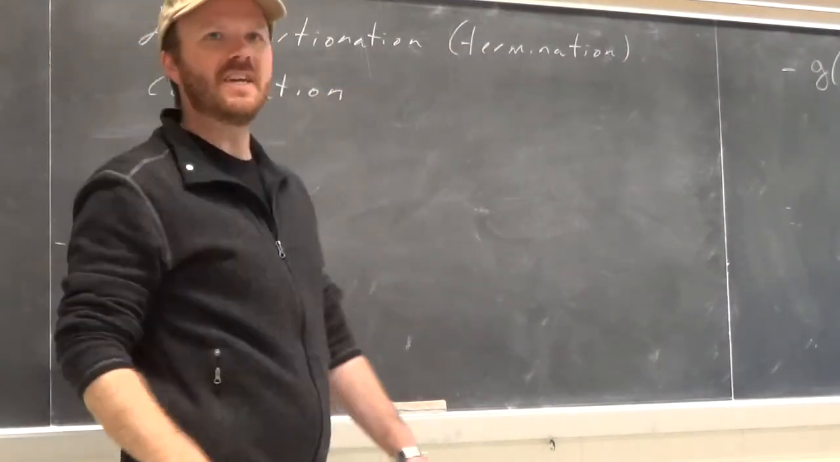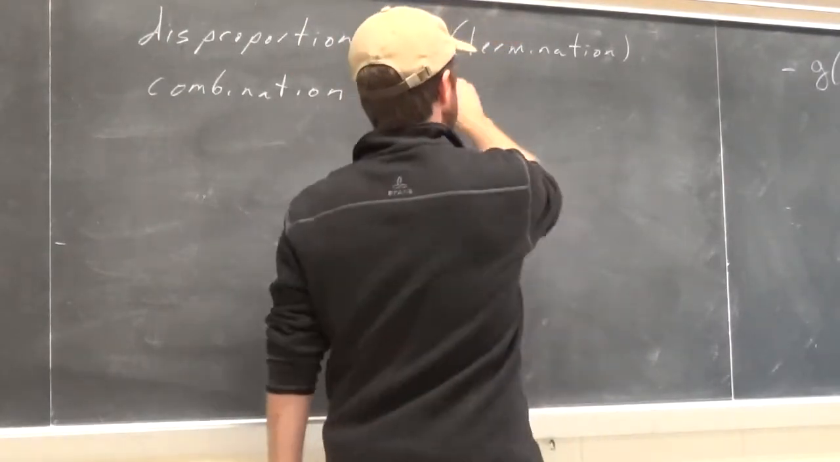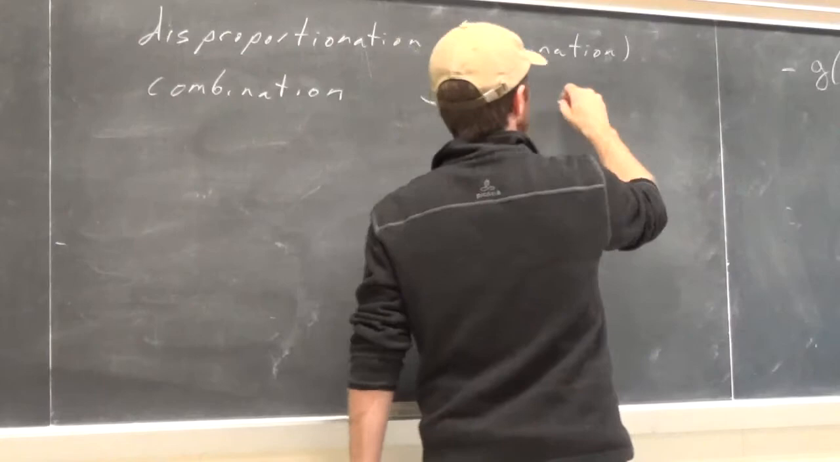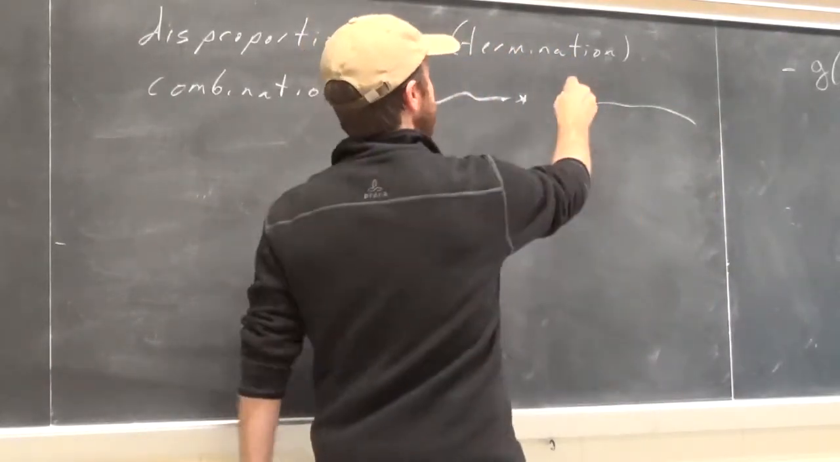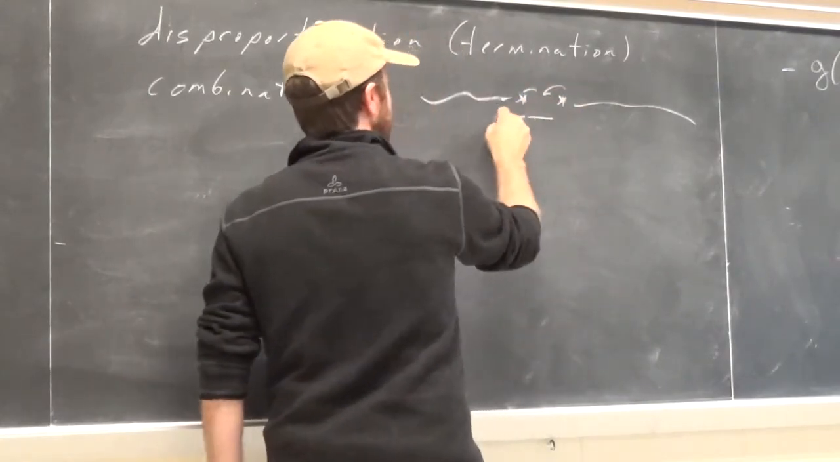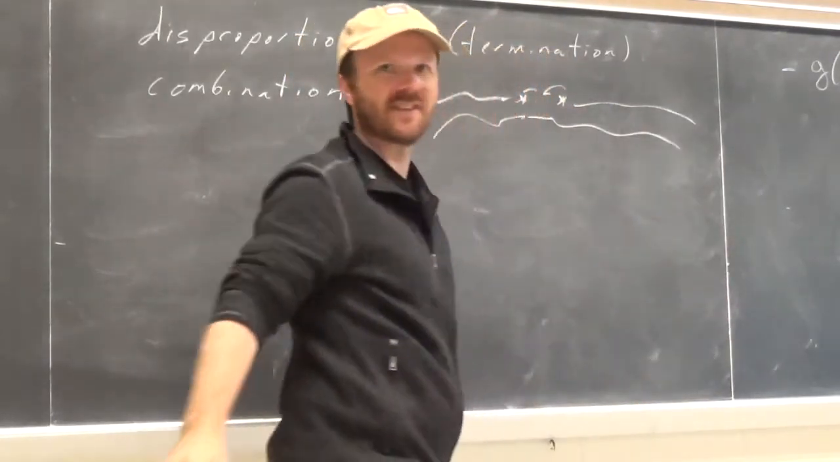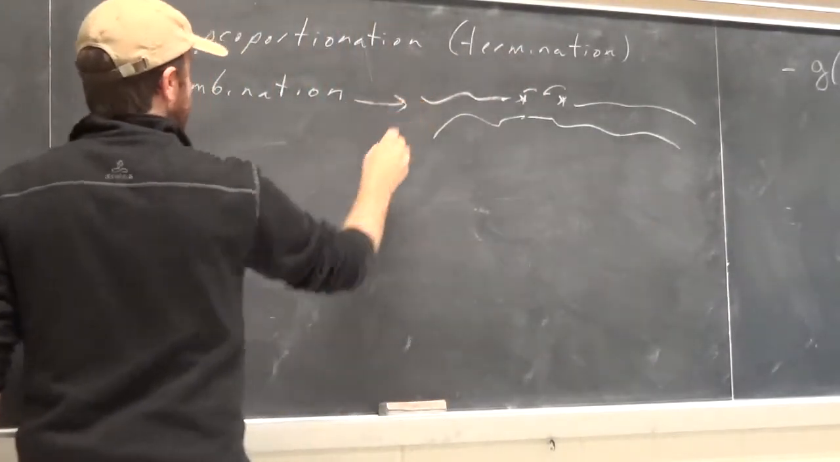So first of all, let's do the easy one. What's combination? Two radicals. So two growing chain ends just combine, right? And you form a bond between these two chains. That's easy, okay? So that's combination.